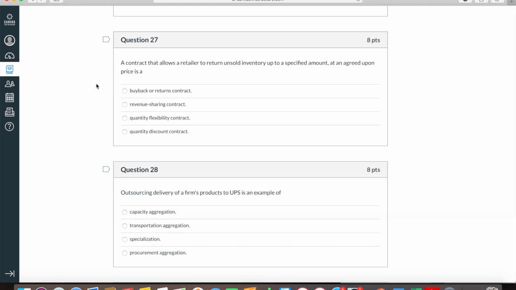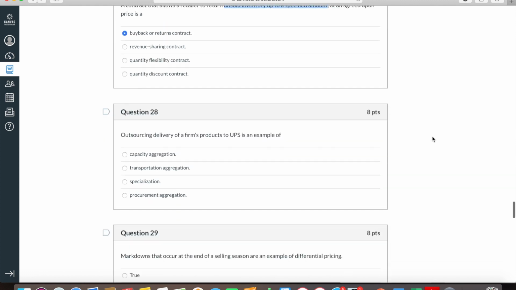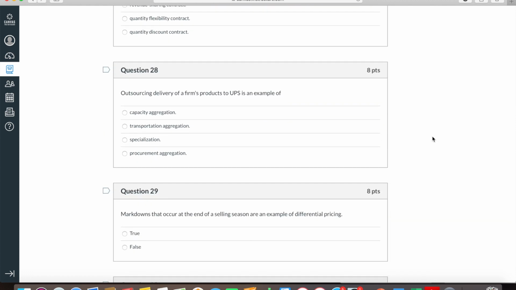Question 27. A contract that allows a retailer to return unsold inventory up to a specified amount at an agreed upon price, this is a buyback contract. So like we spoke about, returning the unsold inventory up to a specified amount at a certain price is a buyback contract. That's when things are overstocked. You have too many jackets, and you can give them back to the supplier for a certain price. So question 28. Outsourcing delivery of a firm's products to UPS is an example of, well, it's pretty obvious, transportation aggregation.